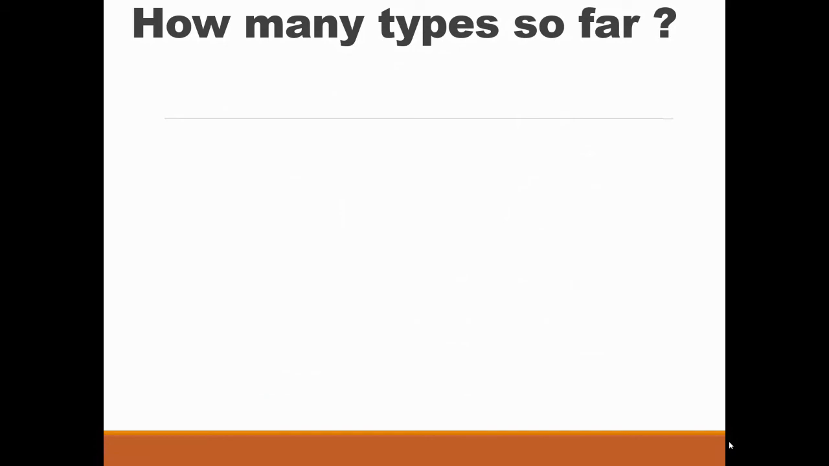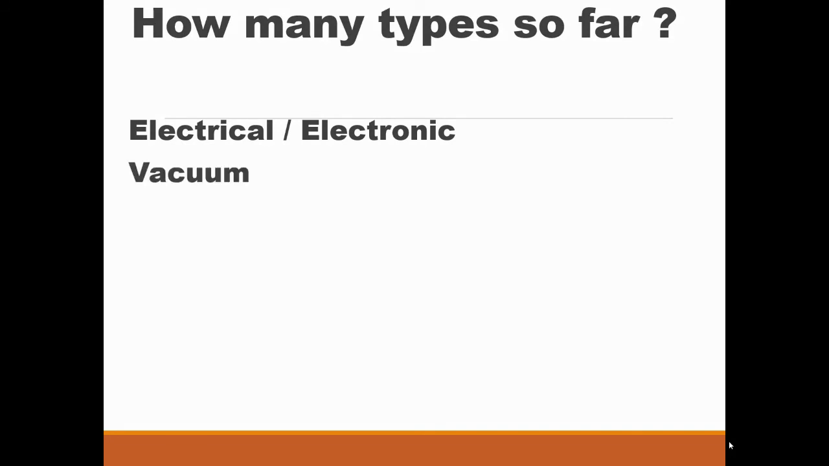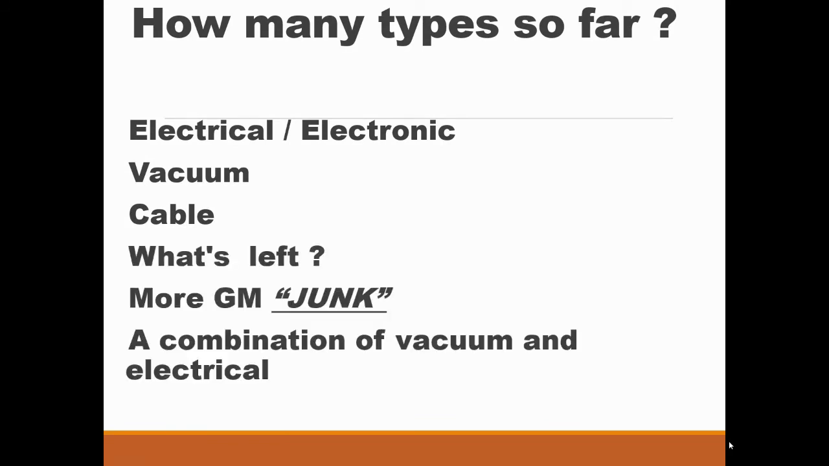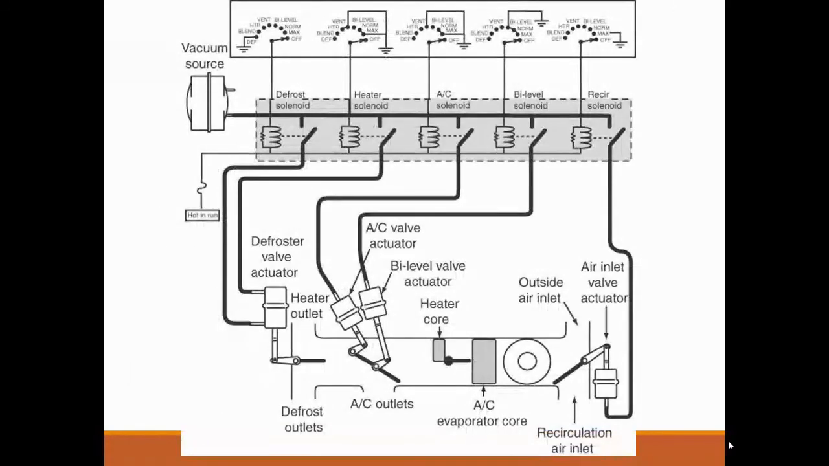They're very reliable. So how many types so far? Well, we identified the electrical, which includes the electronics. We identified the vacuum. We just went over the cable. What's left? One more, GM junk: a combination of electrical and vacuum. Yes, they have a combination. It does use vacuum, but it also uses a lot of electrical. I think this is a good place to stop.